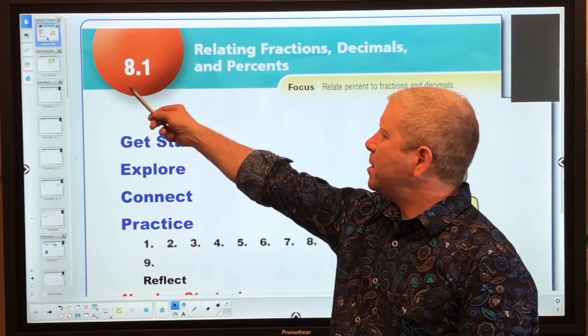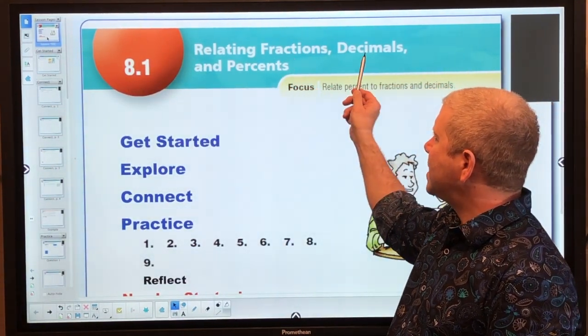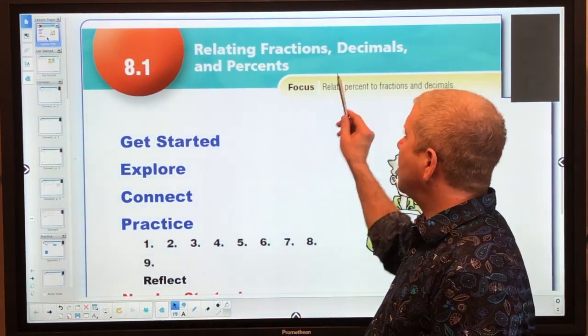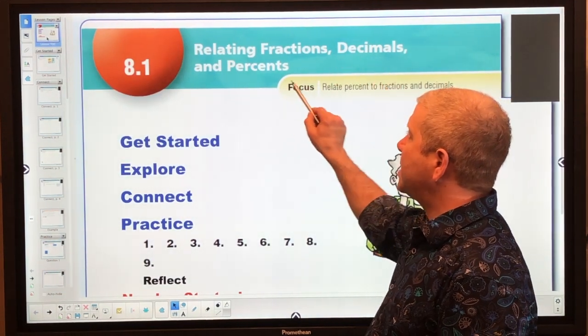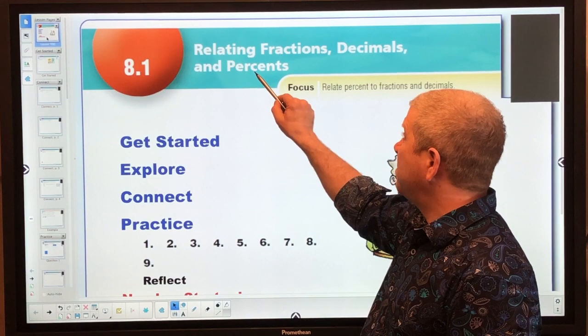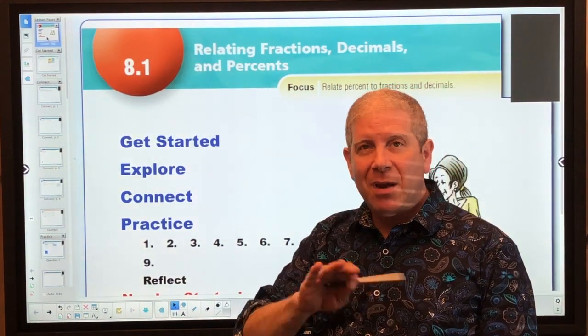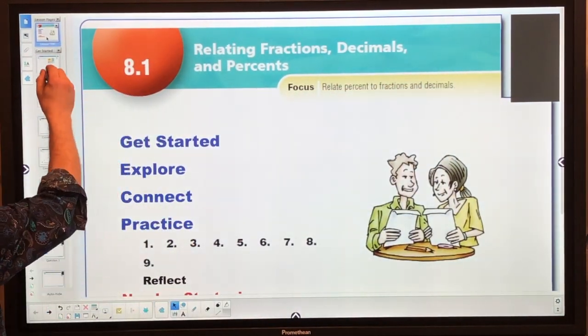We're going to be talking about in section 8.1 how we can relate fractions to decimals and to percents. By the end of this section, you should comfortably be able to go from fractions to decimals, and then from decimals to percents, or from percents back to decimals, and decimals back to fractions, and be comfortable moving between all of those different areas.